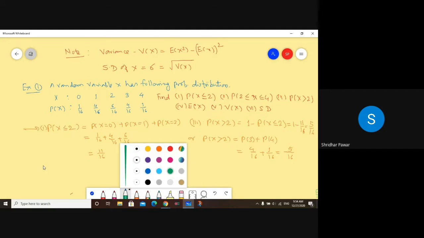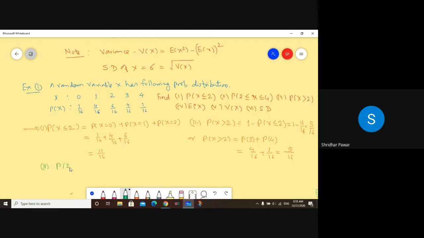Number 2. P of 2 less than or equal to x less than or equal to 4 means, right now p of 2 म्हणजे x चं व्हॅल्यू काय 2 इतकं किंवा त्यापेक्षा मोठं आणि 4 पेक्षा लहान. आता इथे पहा, इथे दिलेल्या डेटामध्ये, so that is p of 2 plus p of 3 plus p of 4, and what is the answer?